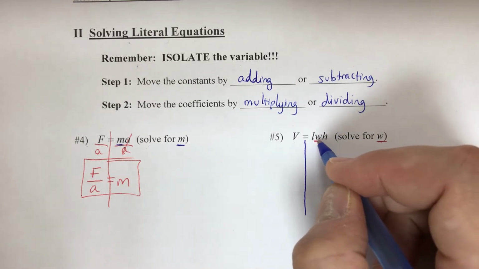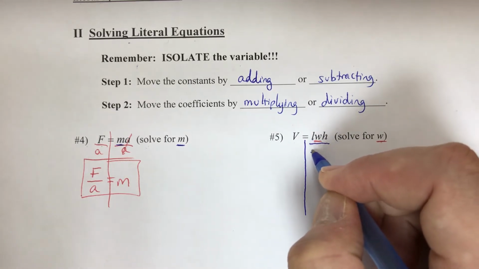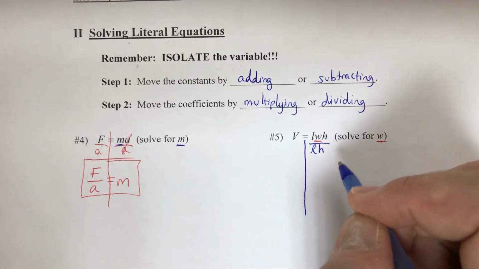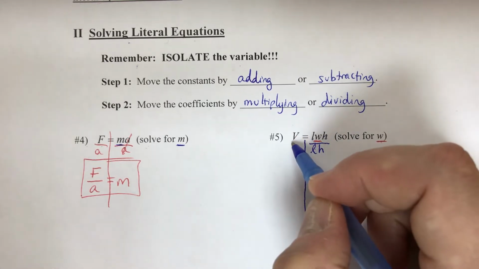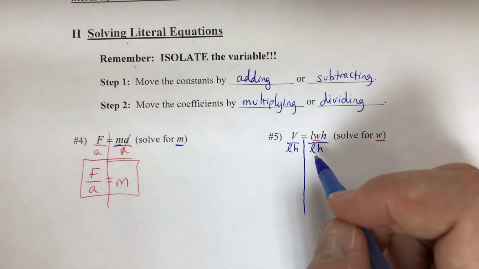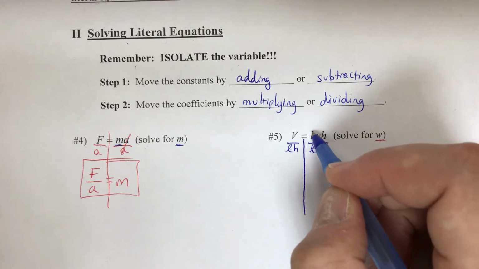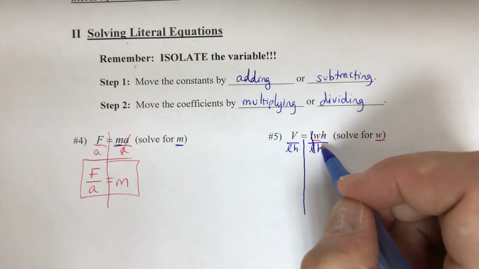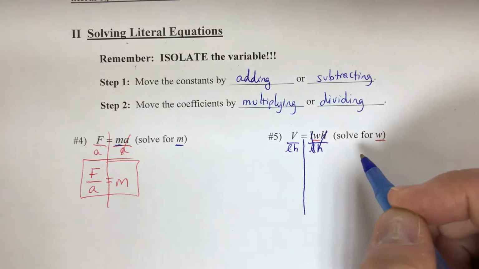How do I undo multiplication? I divide. That's my L, and there's H. So I can divide by both at the same time. Divide by L times H, because here's what happens. L divided by L is 1. Anything divided by itself is 1. H divided by H is 1.